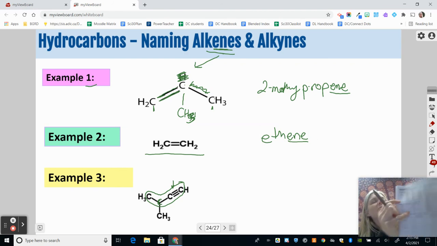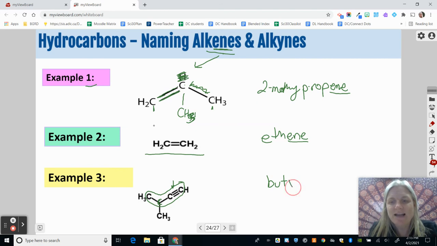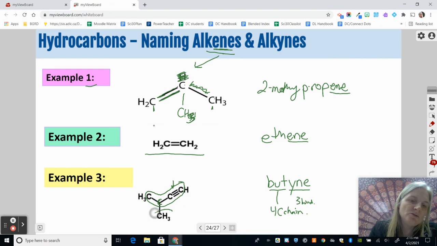A 4-carbon chain, we'll just look there, is butane, if there was no triple bond, but there is. So instead of butane, we call it butyne because of the triple bond. Triple bond. Okay, so that covers the triple bond. The but tells us there are 4 carbons in the chain. And then we need to describe this extra little bit of carbon here.